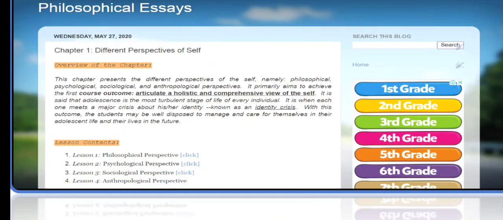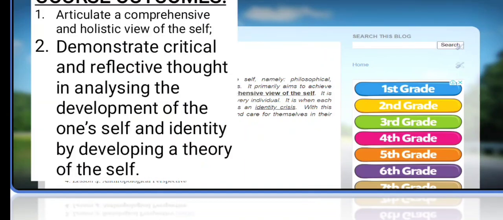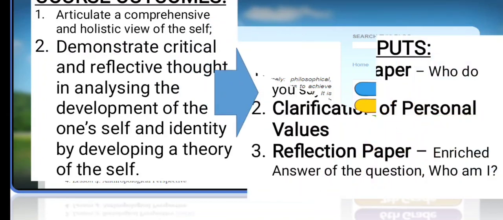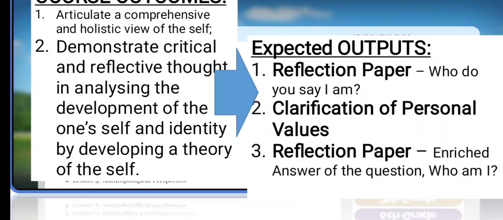For the second course outcome, here are also the expected outputs. First, reflection paper on the question, who do you say I am? Second, clarification of personal values. Third, another reflection paper, which is about enriched answer to the question, who I am.